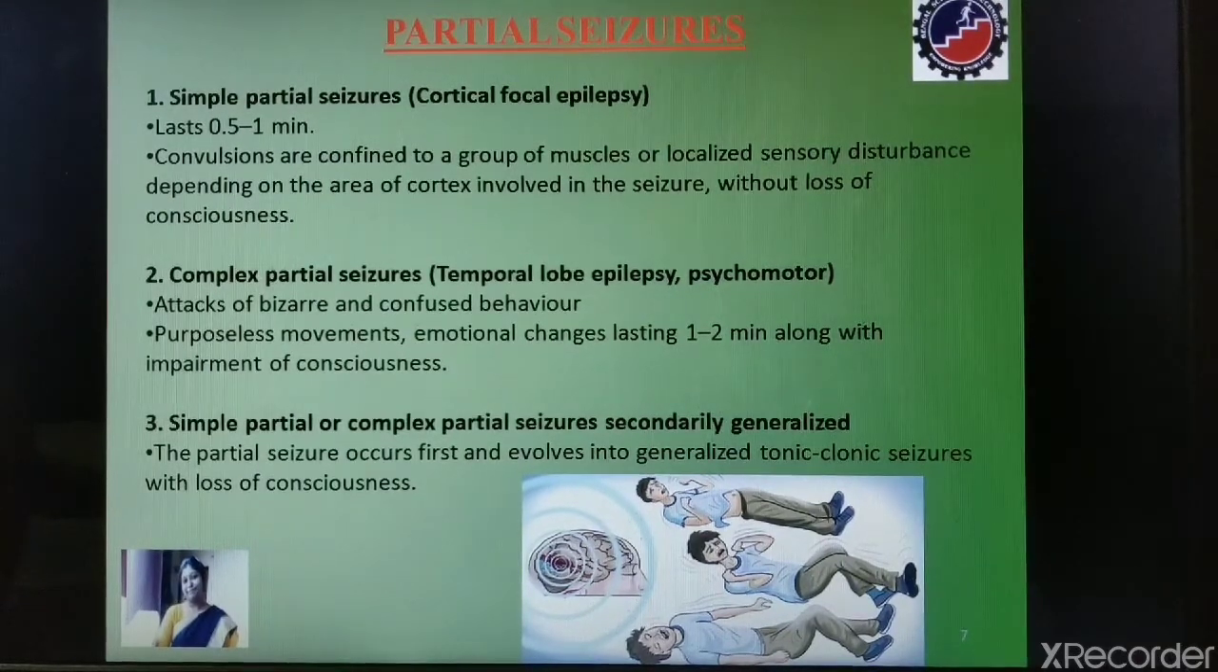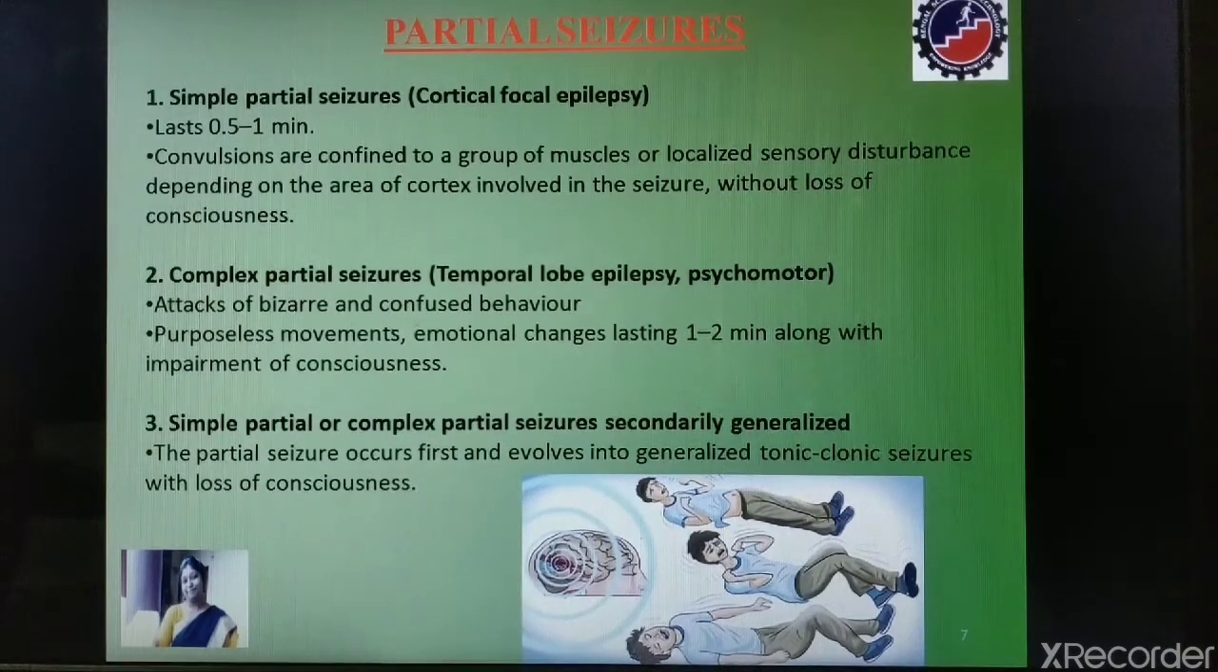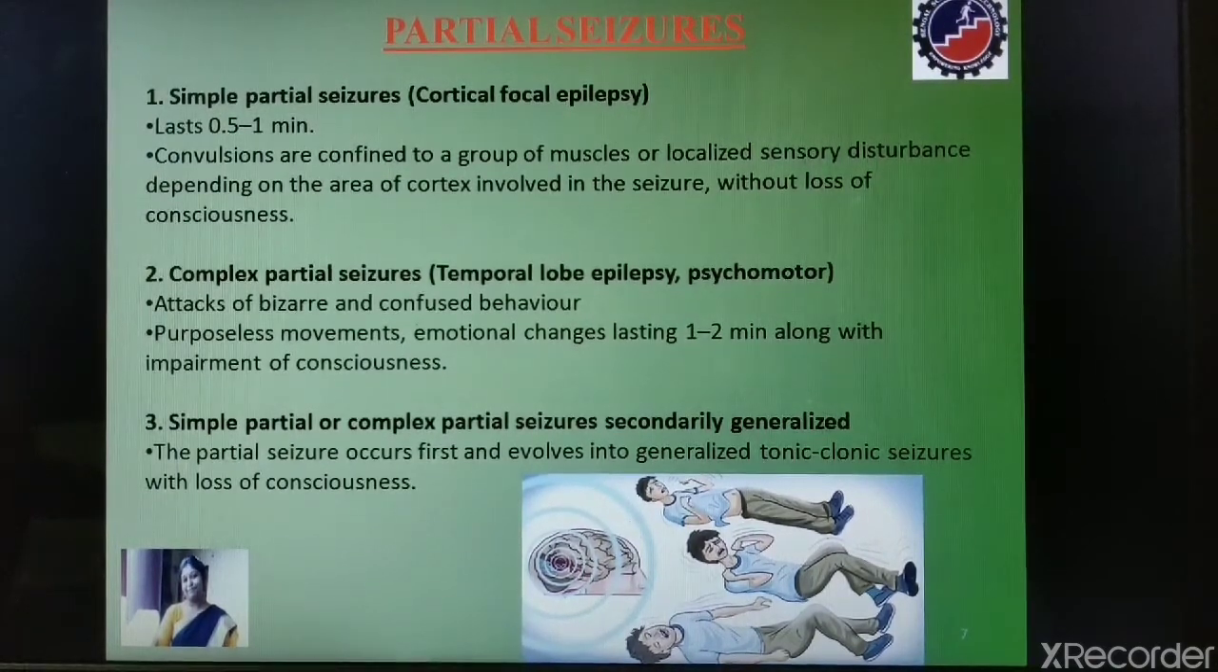The second type of partial seizures is called complex partial seizures, and in this case, the temporal lobe is affected. The attacks are that of confused behavior and dreamlike state, and the patient has purposeless movements. This lasts for 1 to 2 minutes, and there is impairment of consciousness. The patient cannot understand what has happened to him during the attack.